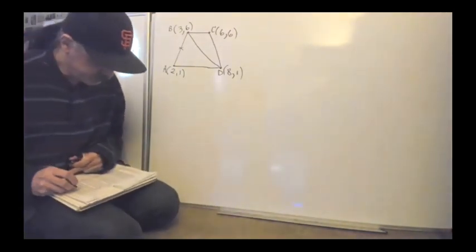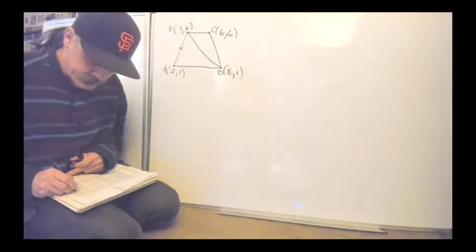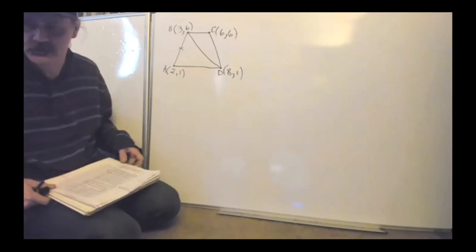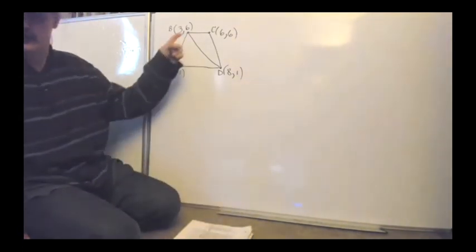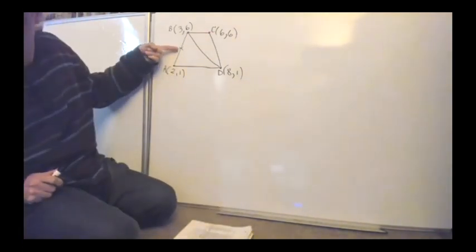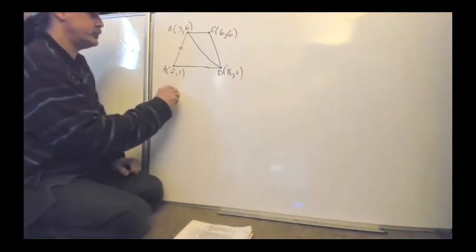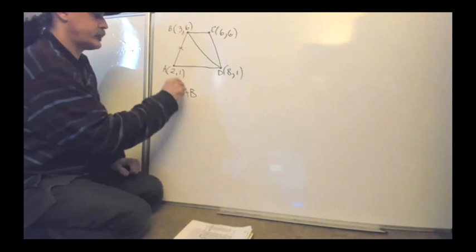Okay, so when you draw the diagram for the warm-up and you put the coordinates of the points on the corners, we want to find the midpoint from A to B. Okay, so I'll just label this mid AB.